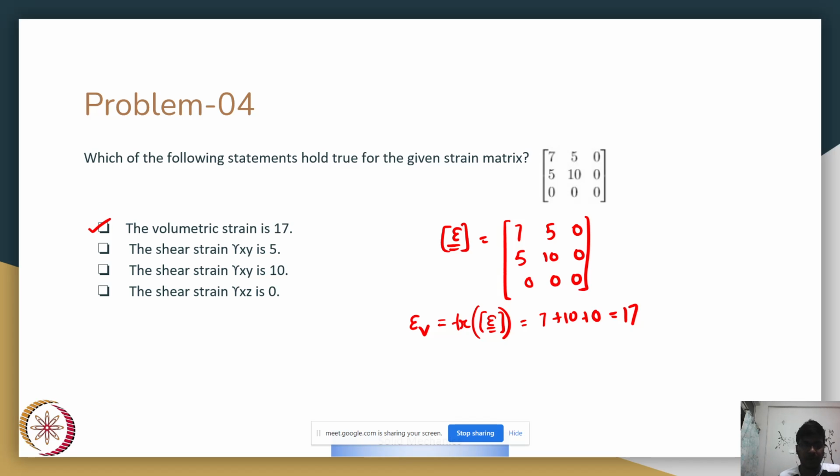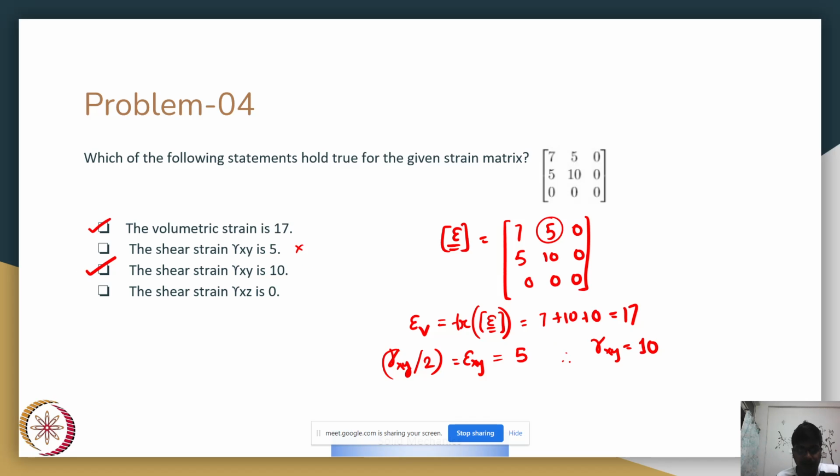The second and third options are concerning the shear strain gamma xy. So how do we calculate gamma xy from strain matrix? Gamma xy by 2 equals to epsilon xy. Exactly. So gamma xy by 2 is equal to epsilon xy, which here is the value 5. So therefore your gamma xy should be 10. So this is wrong. This one is right.